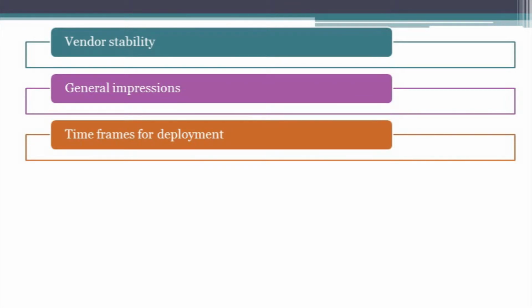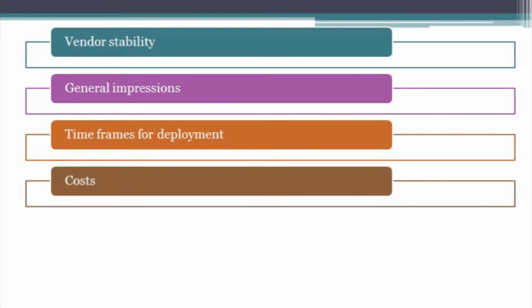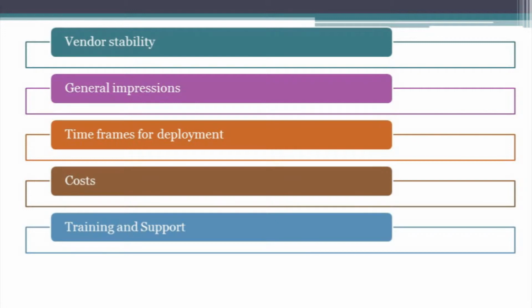Next is timeframes for deployment. Do the timeframes and all the requirements meet your expectations of when you want the solution in place? Costs are very important because this will set the budget and what your future investment is in this solution. Training and support. How long are they going to provide training? What kind of training? And what kind of support will they be providing going forward?